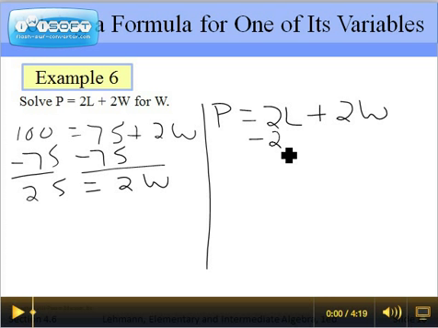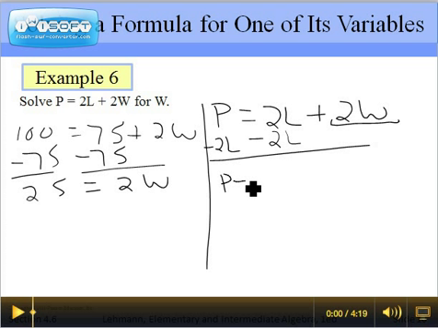I'll do the same on the right. I'll subtract the 2L from both sides because my goal is to get the 2W by itself. So I end up on the left with P minus 2L, because unlike on the right where I can take 100 minus 75 and get 25, when I take P minus 2L, these aren't like terms, so I'm just left with P minus 2L. And this would be equal to 2W.